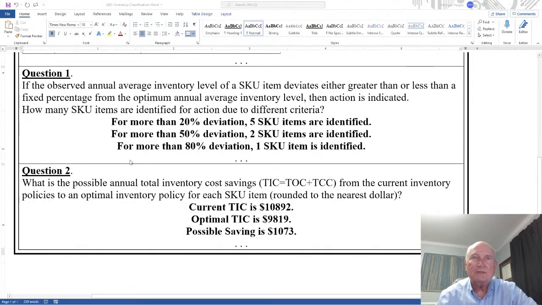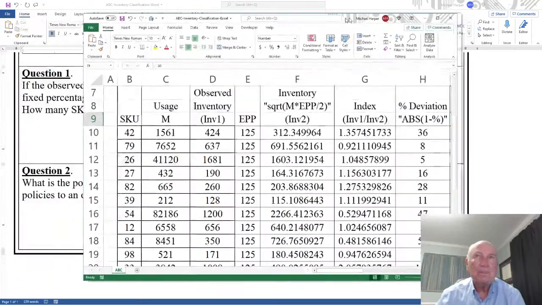Now, the second question says, this will tell you what to do. These are action items. And it tells you which SKUs to go after, which SKUs to look at, which SKUs to modify. It's very practical. Second, though, is the motivation for doing it. What is a possible annual total inventory cost savings from the current inventory policy to an optimal inventory policy? Looking at each SKU item running to the nearest dollar. Okay, well, let's do that.